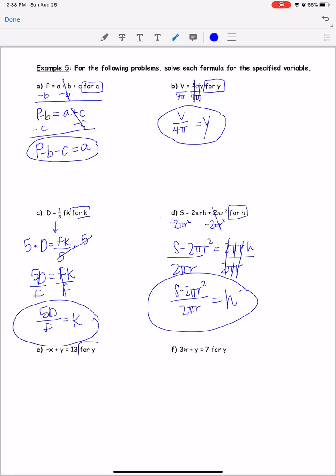I am wanting to solve this one for Y. So to get this Y by itself, I need to get rid of that X. So the opposite of a minus X is a positive X. So we're going to add over that X. So I'm left with Y equals. These are unlike terms. One has an X, one doesn't. So you can't combine them, just put them side by side. We get Y equals 13 plus X.